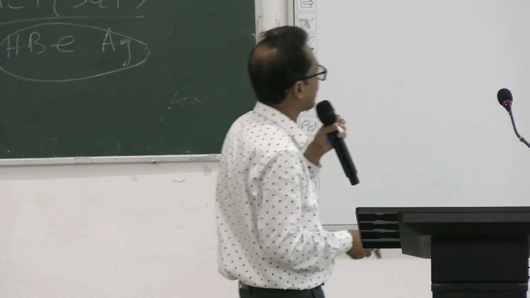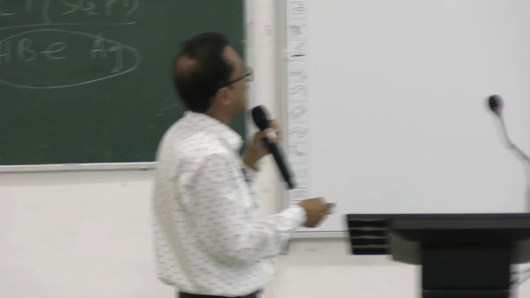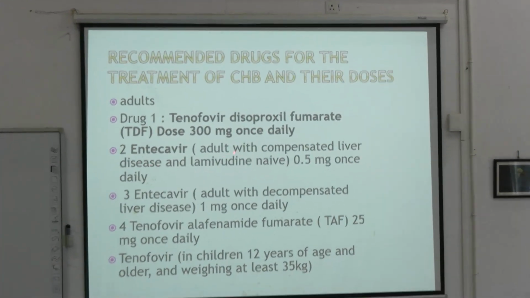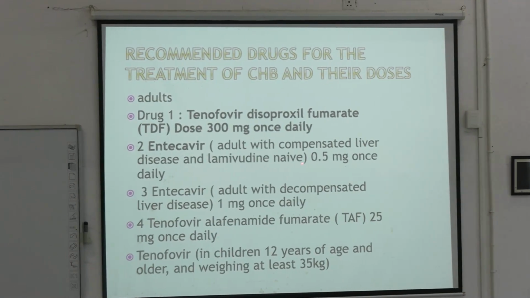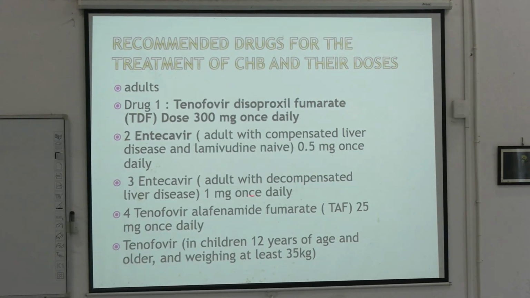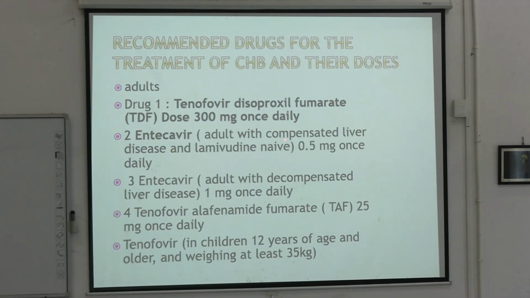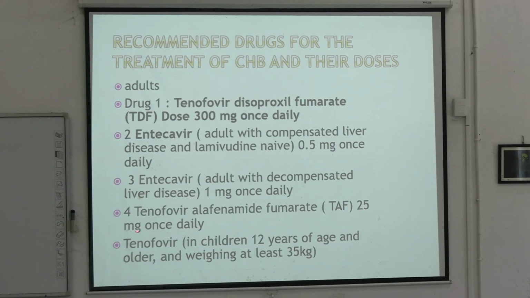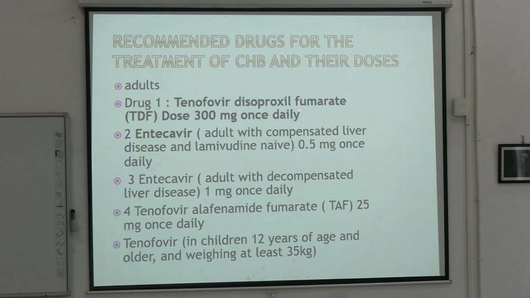Now, recommended drugs. One drug is Tenofovir disoproxil fumarate, 300 mg once daily. This is an oral tablet. Or Entecavir: 0.5 mg once daily for adults with compensated liver disease, and 1 mg for adults with decompensated liver disease. So the dose is changed in Entecavir. And Tenofovir alafenamide fumarate, once daily, 25 mg. So 2 types of Tenofovir are available. One is disoproxil fumarate, commonly used, 300 mg once daily, and Tenofovir alafenamide fumarate, 25 mg once daily.